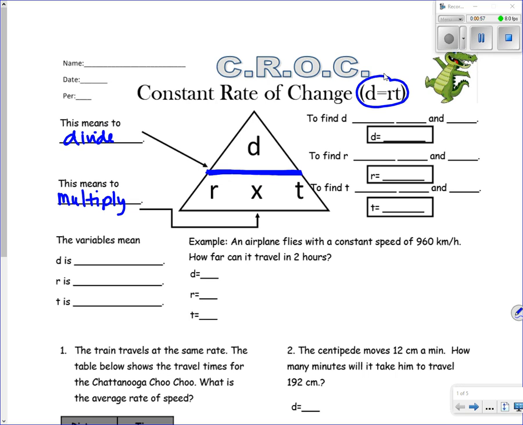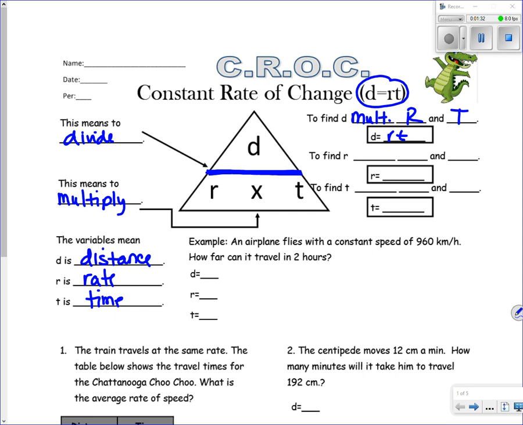So if we come over here to the right, it says to find D, which is, and I'll actually come back over here on the left, D is distance, R is rate, and T is time. So that way when you hear me say distance, rate, and time, you're not wondering what I'm talking about. So now let's come back over here on the right. To find the distance, the D, we are going to multiply the rate and the time. So distance equals R times T.